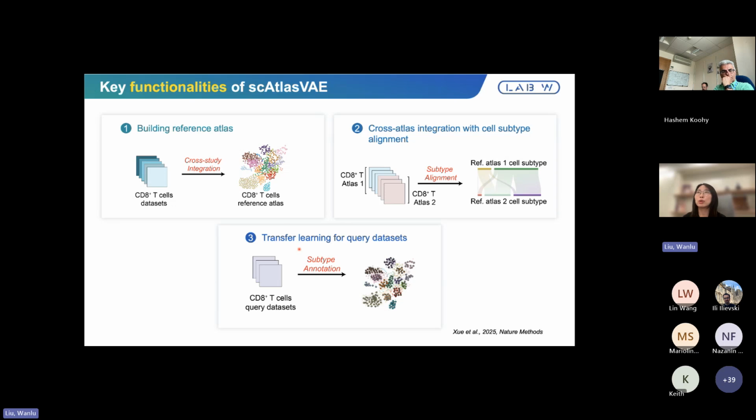And most importantly, it allows for transfer learning on query datasets. So if we get a new CD8 single cell dataset, it can very easily map those T cells into our reference map and then do automatic cell type annotation.